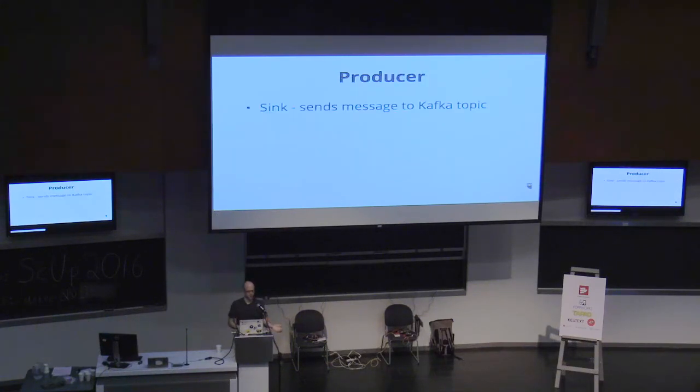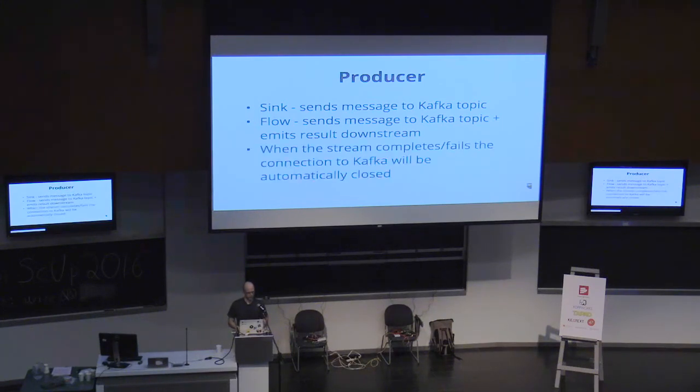So the producer is a sink that can send messages to Kafka topics. It can also be a flow that produces the message and then emits something downstream that says, I just sent this message. This is useful for, say, logging when a message gets produced. The Kafka connections are automatically managed. When the sink is connected, the connection will be made, and when the stream completes, it'll be disconnected from Kafka, which is pretty nice.